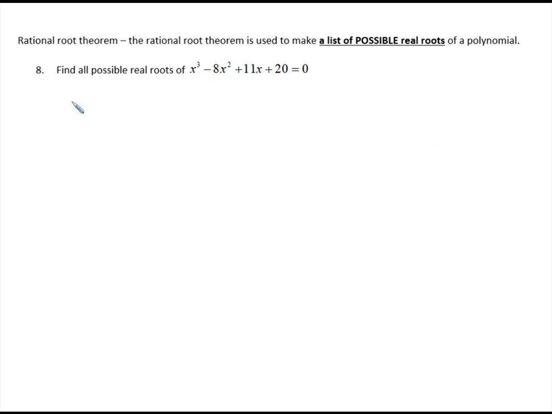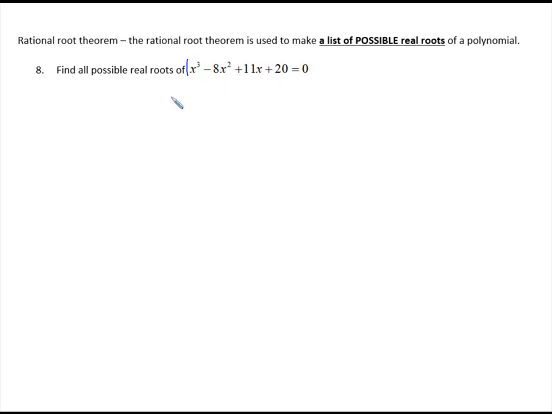The first thing you want to do is make sure the polynomial is in order from highest exponent to lowest. The polynomial is in order here and it equals 0. Now what we care about is the coefficient of the highest exponent. The highest exponent is x to the third, and the coefficient is 1. Then we care about the very last number, which is just a constant. In this case, it's 20.